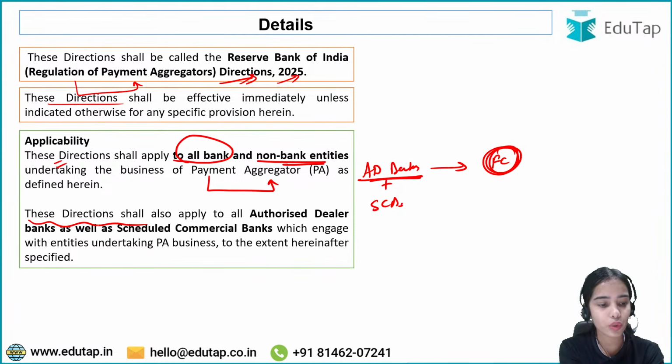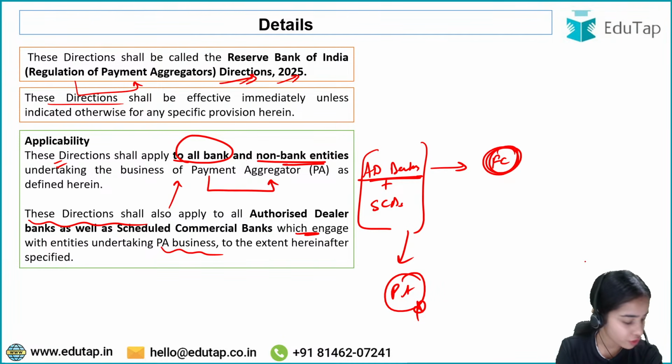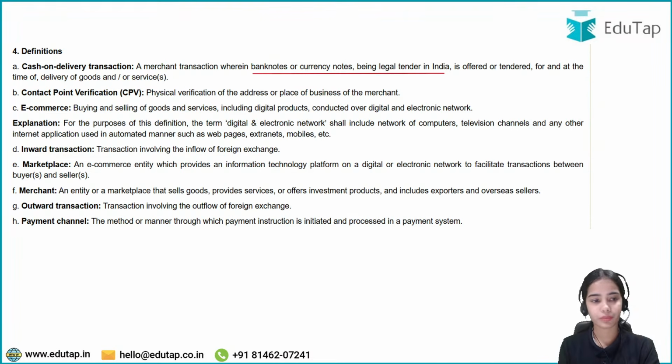So these directions shall also apply to all the authorized dealer banks as well as scheduled commercial banks which engage with entities undertaking the payment aggregator business. So these directions are going to apply to all the banks and non-bank entities that are undertaking the business of payment aggregation, as well as the authorized dealer banks and scheduled commercial banks that are related to the payment aggregator entities. This is the idea. Any confusion till now? So now we are coming to the definitions.